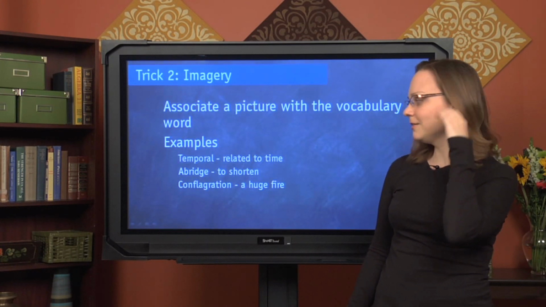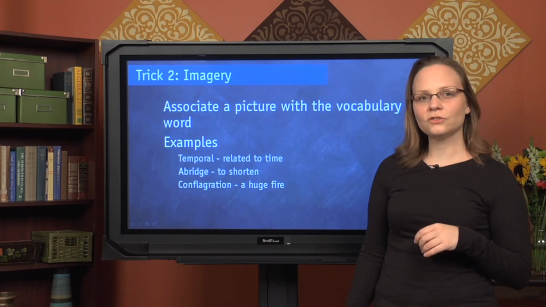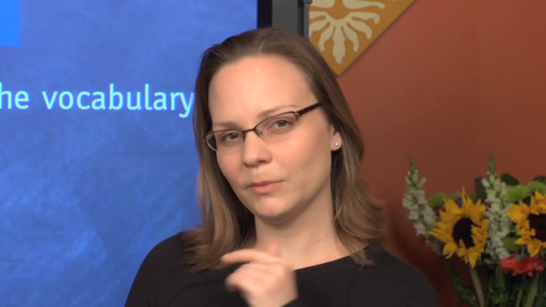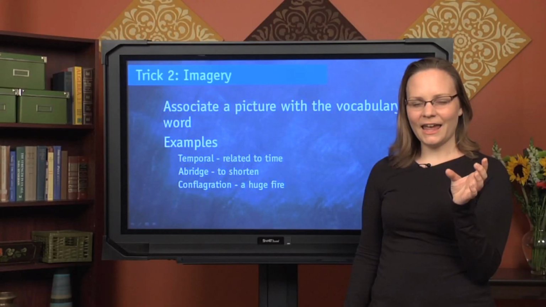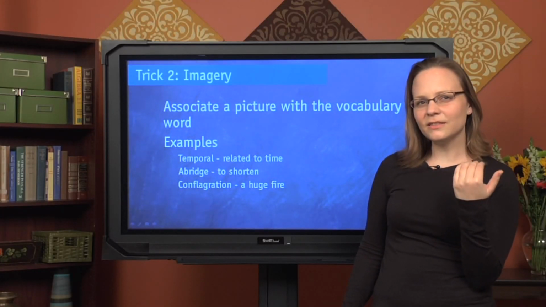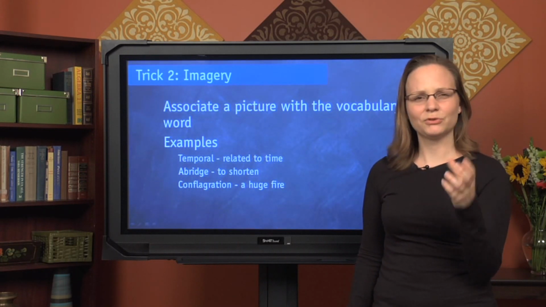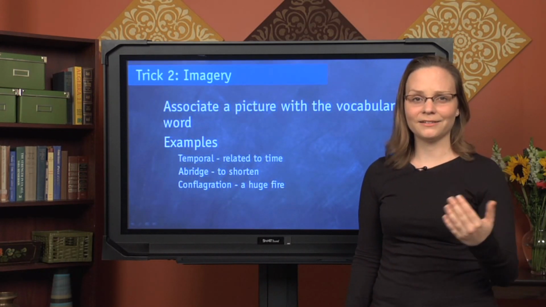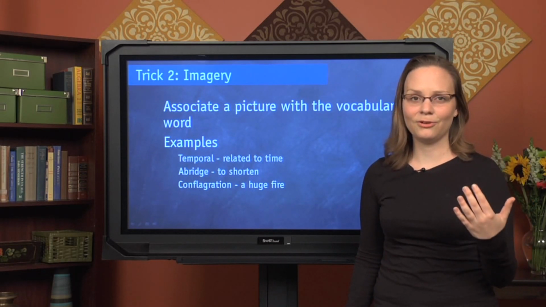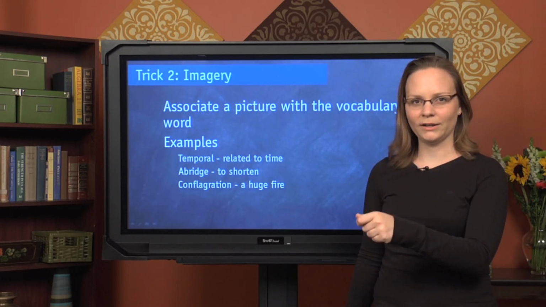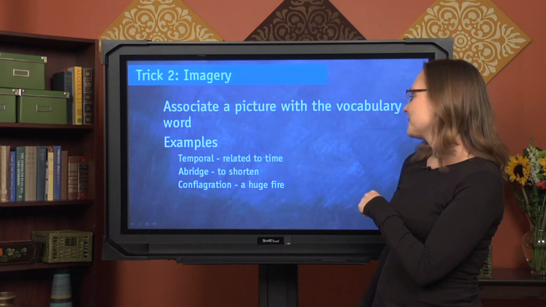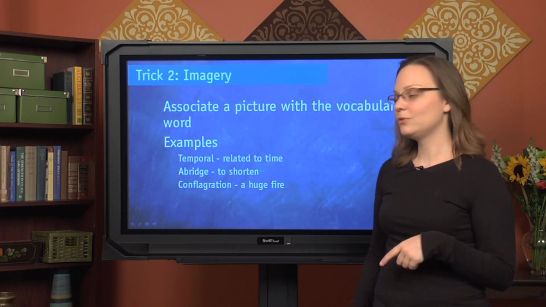That's word number 1. Word number 2, abridge is to shorten. I want you to see the word bridge there and think of some people trying to shorten a bridge. And the more vivid the imagery, the easier it is to remember. So maybe try to picture people trying to shorten a bridge, and of course they can't because the bridge is a certain length and they're having trouble. So abridge means to shorten. Try to remember that. Last one, conflagration is a huge fire.